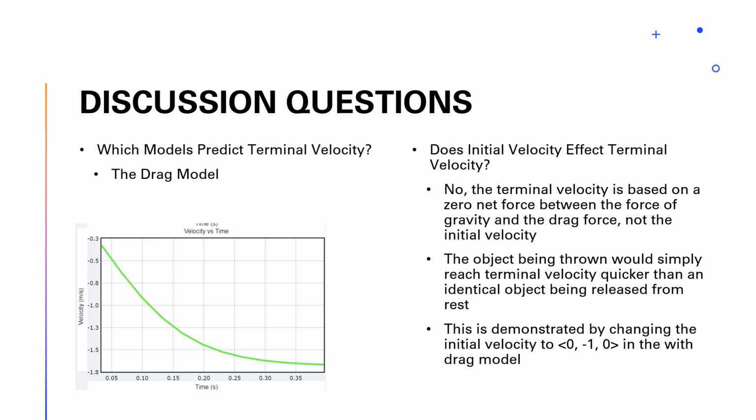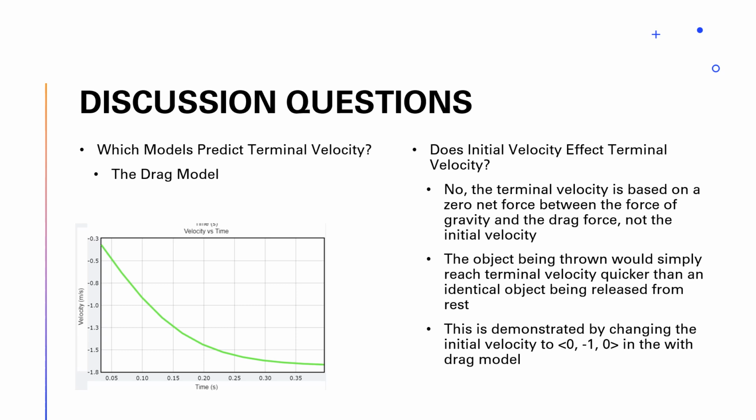And then for the second discussion question, does initial velocity affect terminal velocity? No, the terminal velocity is not changed based off of any initial velocity because terminal velocity is based on when the net force between gravity and drag cancel out and are in equilibrium, and that has nothing to do with how hard you throw it initially.